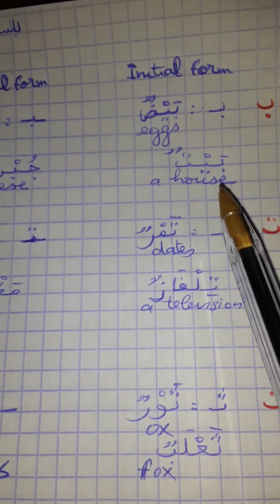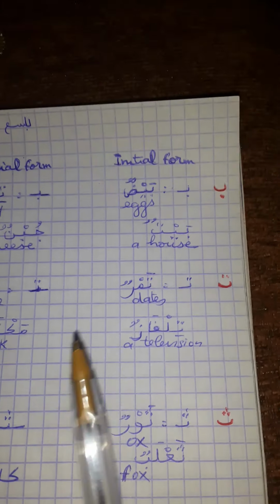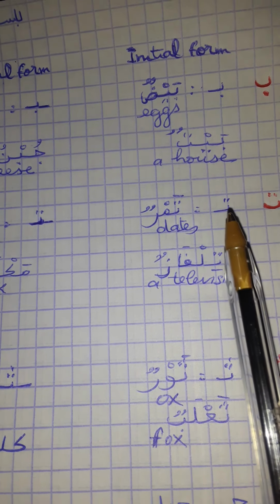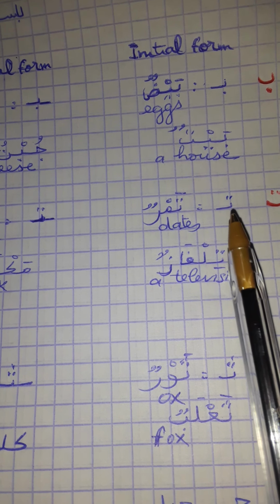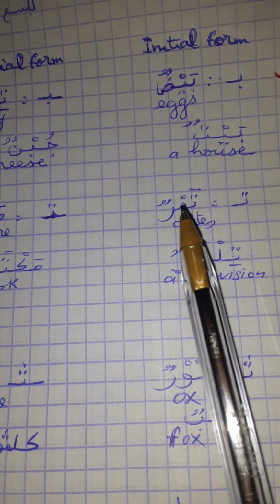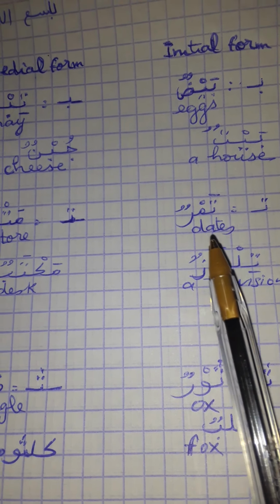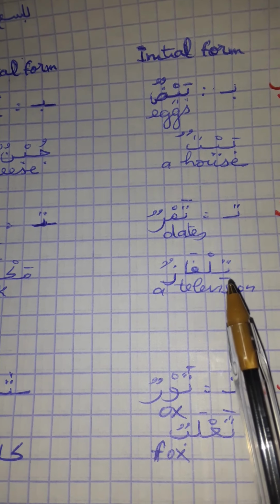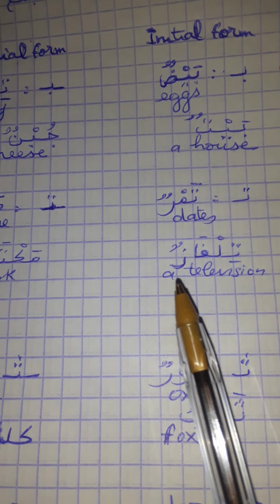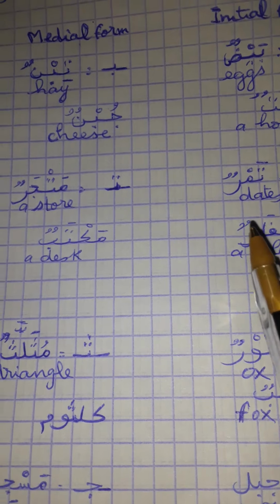We move to the letter ta. It's nearly the same. So initial form ta, tamron, dates. Okay. Another example: tilfazun, television or TV.